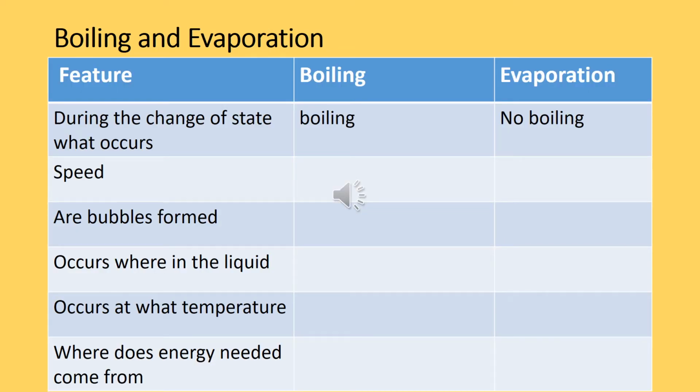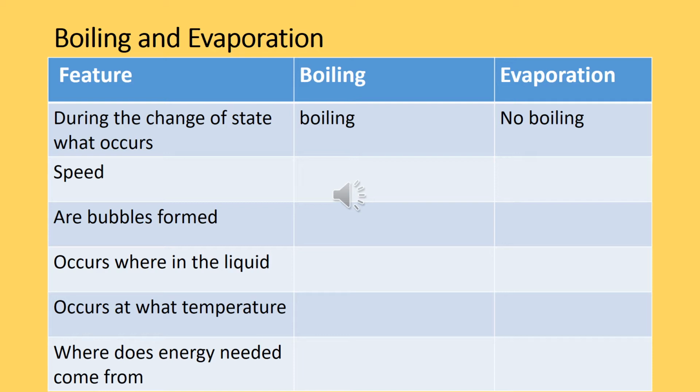This is the table I want you to copy and complete to get the differences between boiling and evaporation. There are 6 features that I've chosen. The first feature I've done for you. Now the 6 features are, during the change of state, what occurs. The second thing is about the speed of the process. Is it fast or slow?